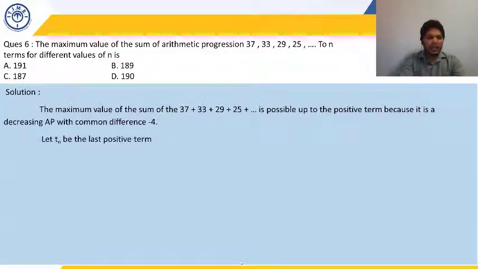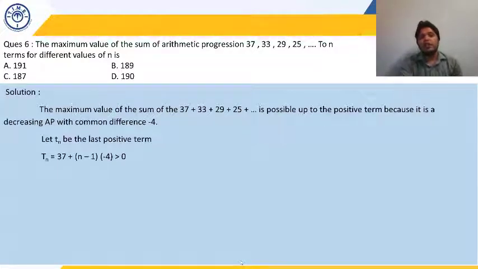So let Tn be the last positive term. Let us suppose Tn is the last positive term of this series, where the first term is 37 and the common difference is -4. And what is the formula to calculate Tn? A plus n minus 1 d. So any nth term in any AP can be calculated by using the formula A plus n minus 1 d. So here also we can calculate the value of Tn to be A plus n minus 1 d. What is A here? A is the first term, which is 37, plus n minus 1, and we do not know n, and what is the common difference? It is -4. We want this nth term to be positive. Positive means this term should be greater than 0. This is what we want.